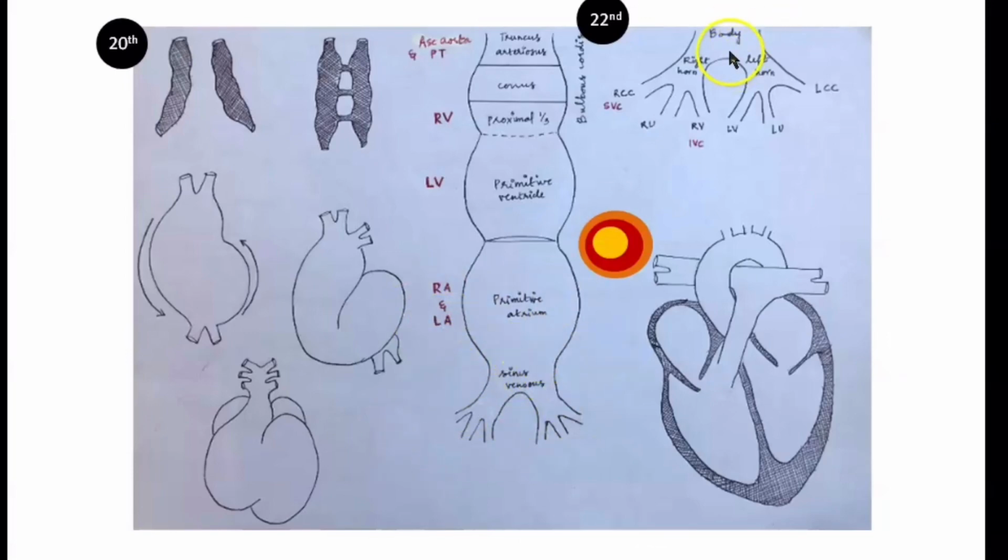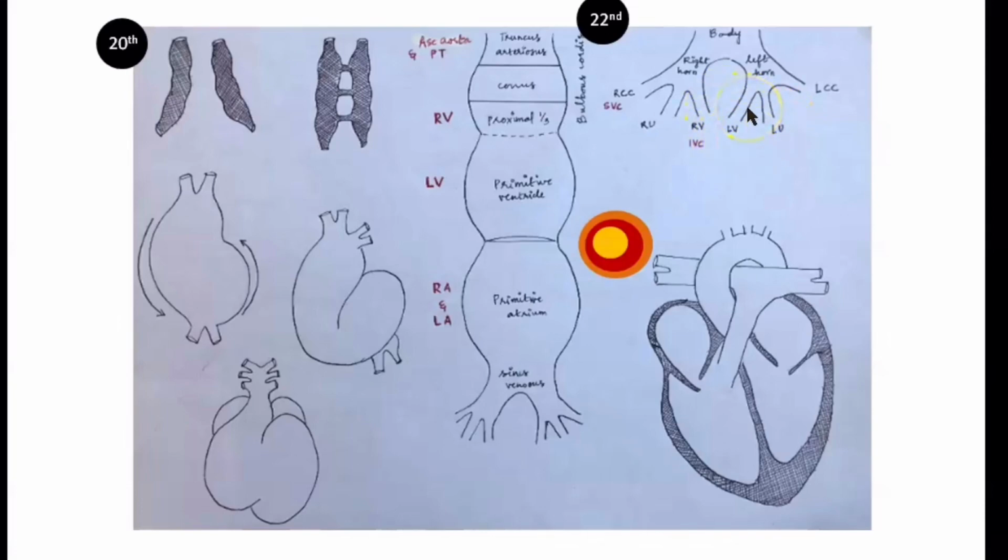Now you have the sinus venosus. The sinus venosus has a body. It has a right horn and a left horn and branches. So the right horn has the right common cardinal vein, the right umbilical vein, and the right vitelline vein. Similarly, you have the branches of the left horn, which are the left common cardinal vein, the left umbilical vein, and the left vitelline vein.